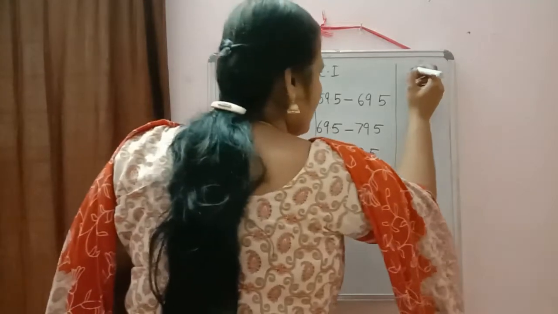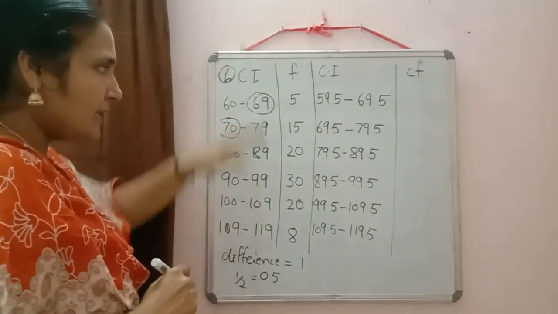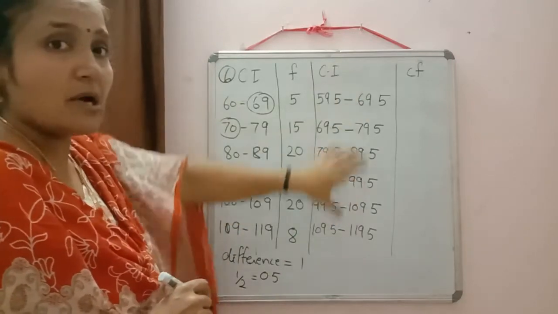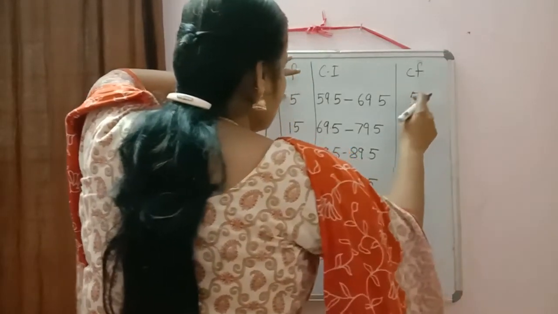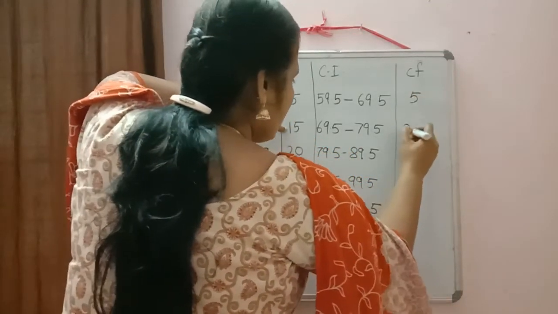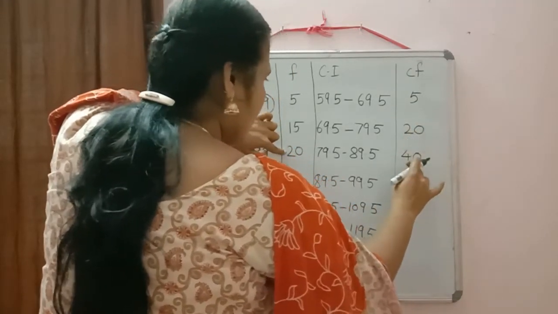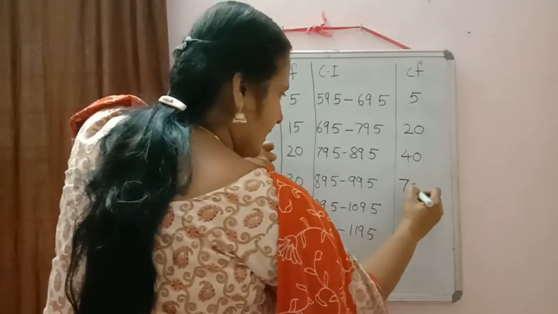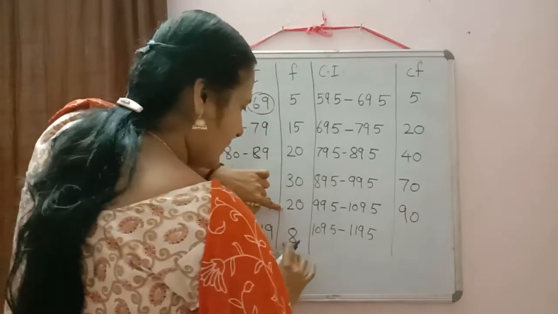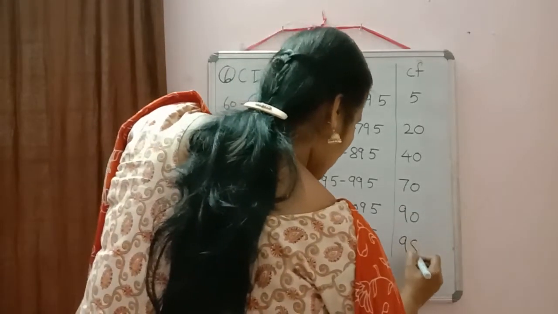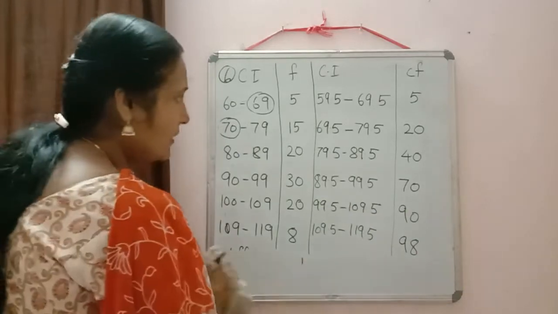Then next, what do we want? We want cumulative frequency. So when you calculate the median, you have to consider this as your class interval. So again, first what will come? 5. Then next 5 plus 15, so that will be equal to 20. Then 20 plus 20, 40. 40 plus 30, 70. 70 plus 20, 90. And 90 plus 8, so that will be equal to 98. So the sum of all the frequency, n, is equal to 98.